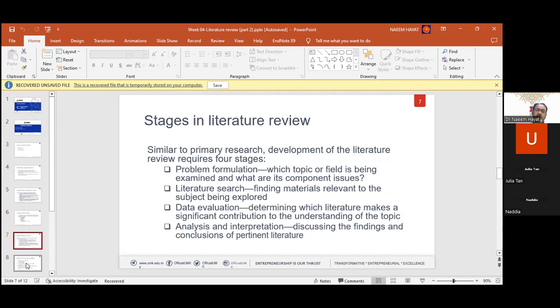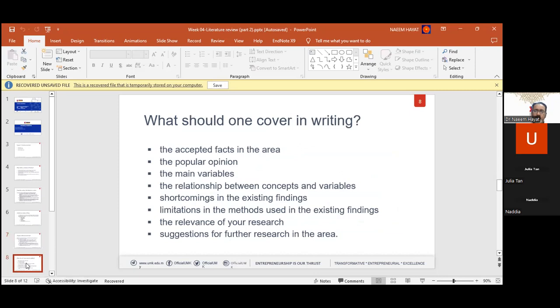The four stages of the literature review are problem formulation, literature search, data evaluation, and analysis and interpretation. The analysis and interpretation make us knowledgeable about the available literature and the shortcomings, contrasts, or controversies in the literature. And when we are writing the literature for a qualitative or empirical study, we normally cover these, but when we are writing a systematic literature review or meta-analysis, our mindset is different, so we write it differently.